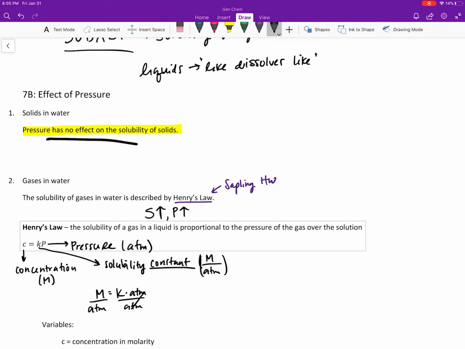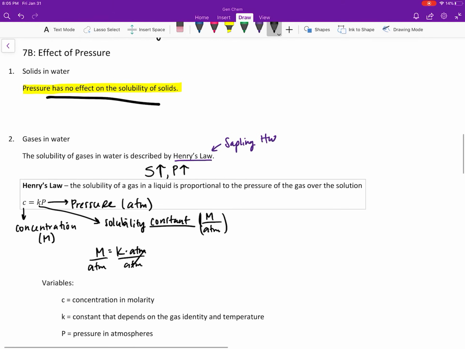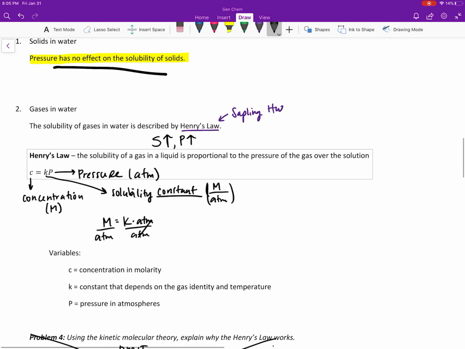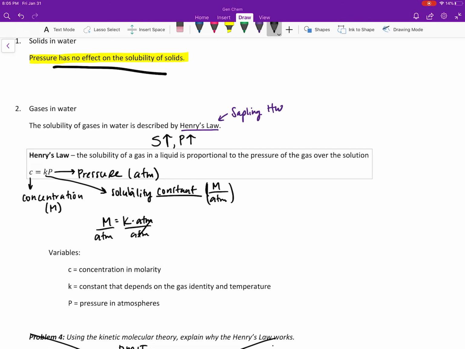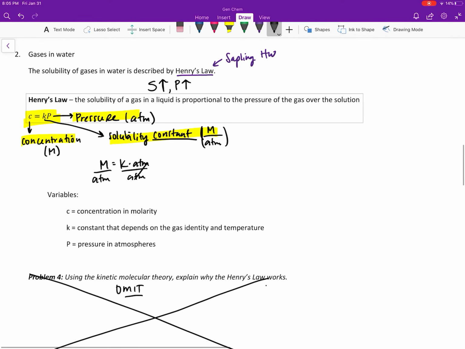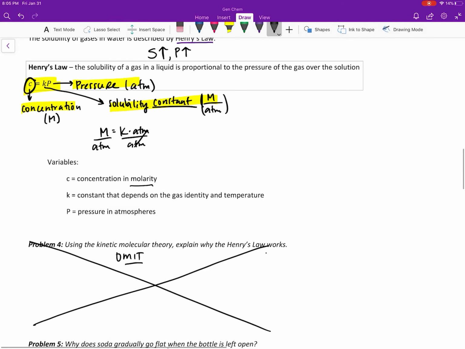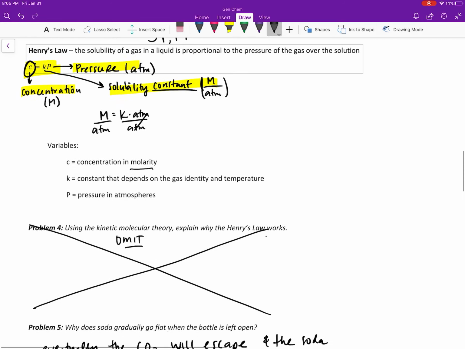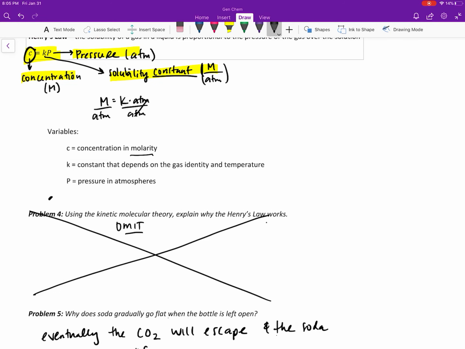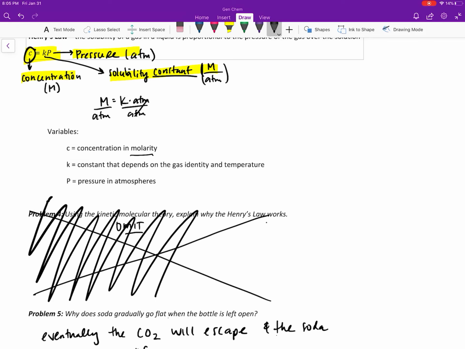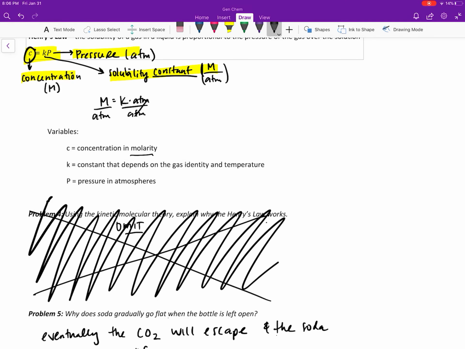Solids in water, pressure has no effect on the solubility. However, when it's a gas in water, the solubility of gases is described by Henry's law. So we looked at that, and it is C equals kP. And we had concentration, pressure, solubility constant. We talked about how the units are expressed in molarity, so that's important because that's the whole term. It just says C, it doesn't say molarity. So make sure you know that formula. There was a Sapling question on that as well.